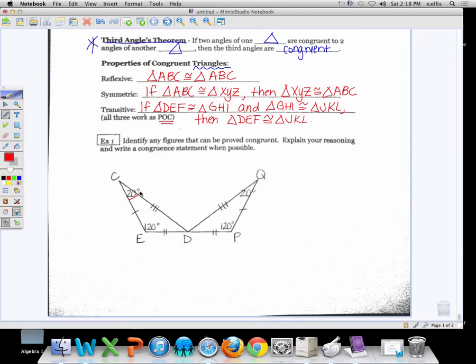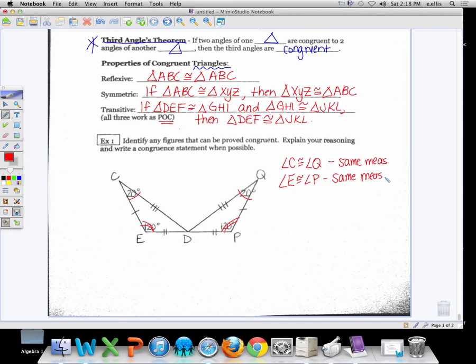At the top here, angle C is 20 degrees, angle Q is 20 degrees. So angle C is congruent to angle Q. Angles are objects. And really, it's because they have the same measure. And that was actually given to us. Also, angle E is 120, angle P is 120. So angle E is congruent to angle P. And again, they were given the same measurements. Okay, given.